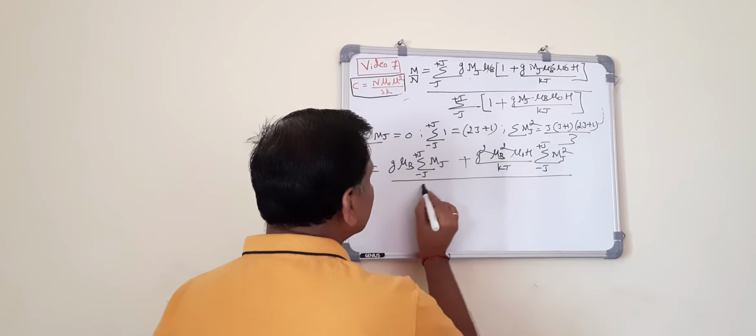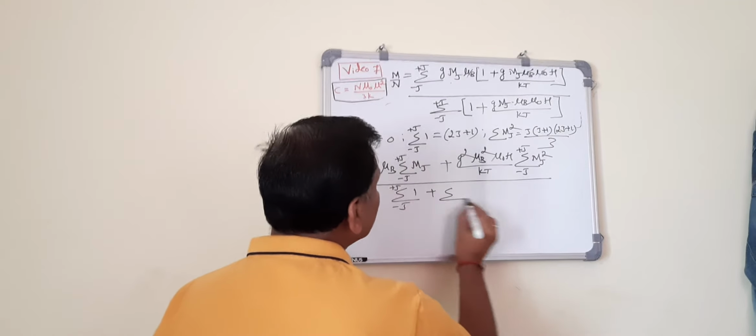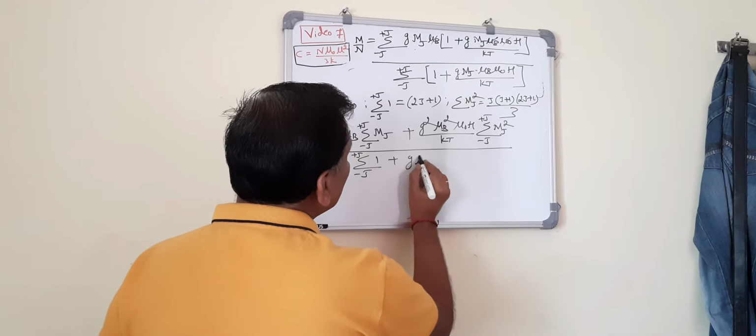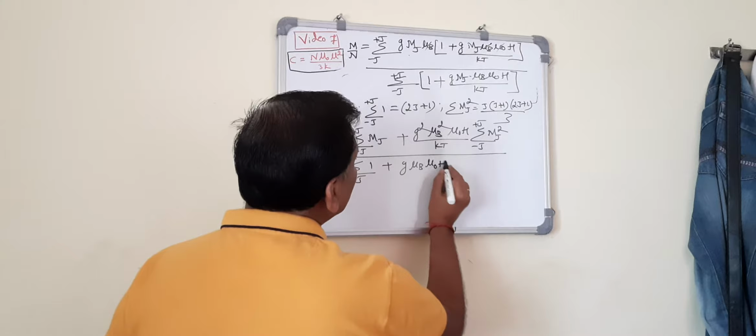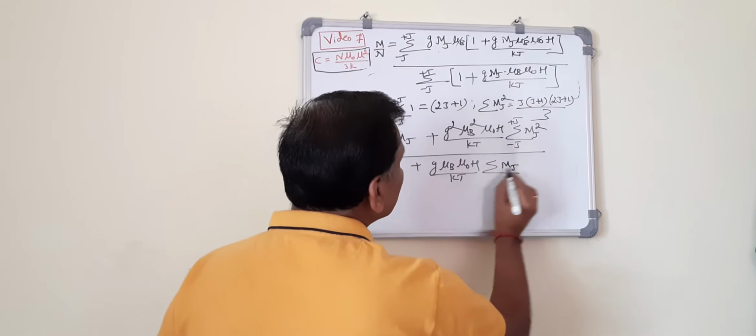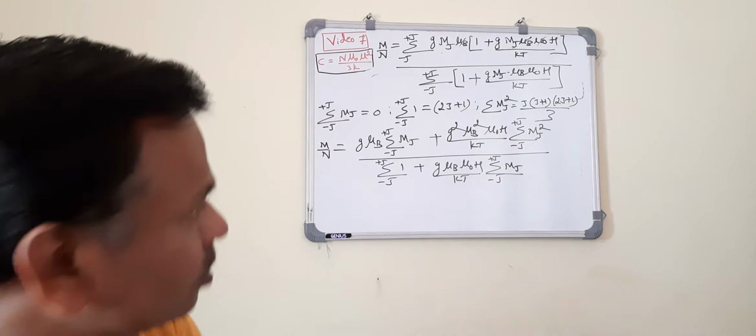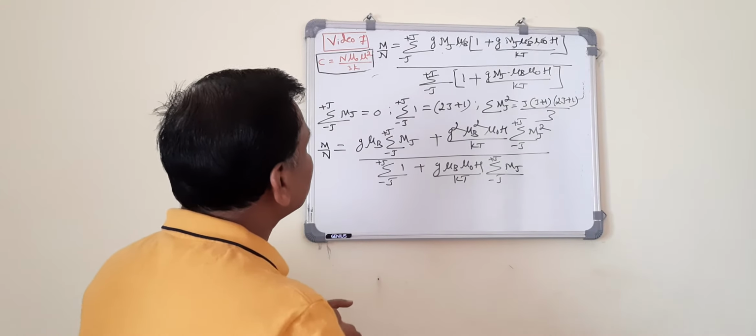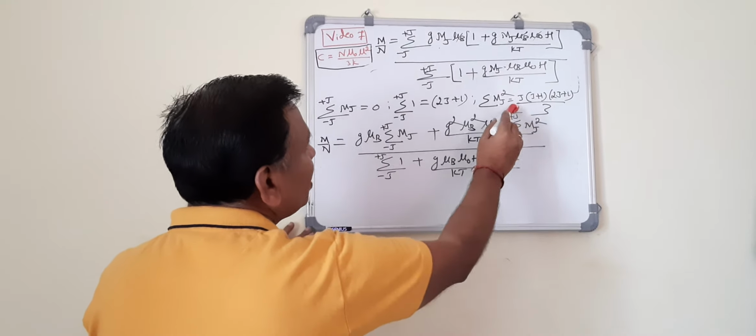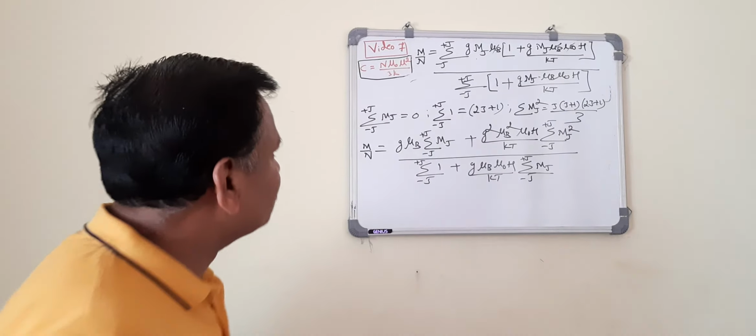this term, that is the summation from minus j to plus j of 1 plus of 1. All the constant terms I am taking outside: g mu B mu naught H divided by kT, summation of mj from minus j to plus j. Just now we have seen that. What is the summation of mj? Summation of mj equals 0. Summation of mj squared, we know that. What is the summation of 1? We know that. Now I will substitute all these values.